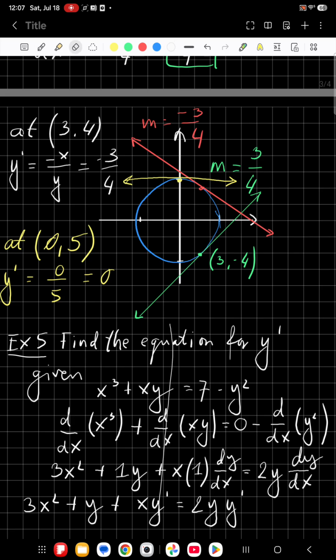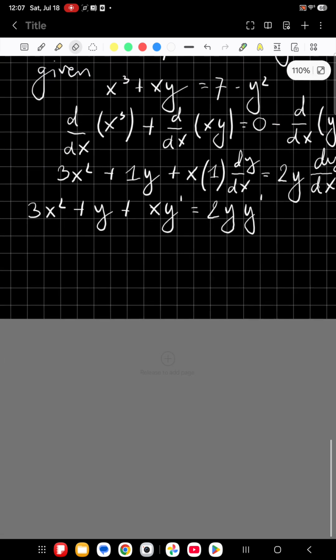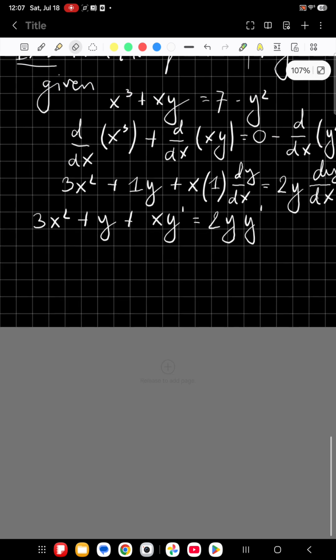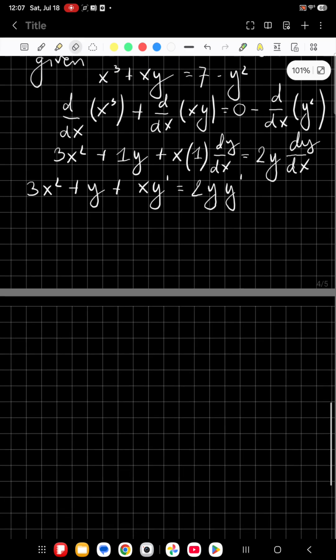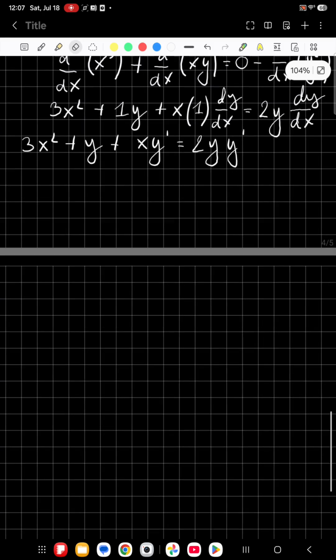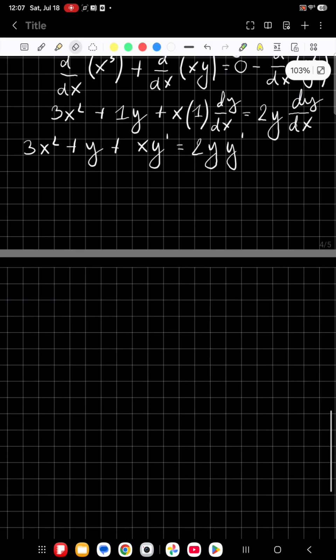Yeah, what we need to do is find an equation for y prime. We're solving for y prime, and I have that y prime in two terms, so isolate those terms on one side and put the other terms on the other side.